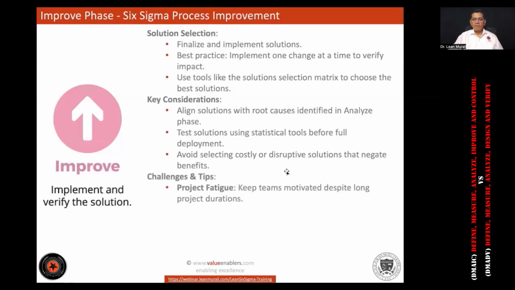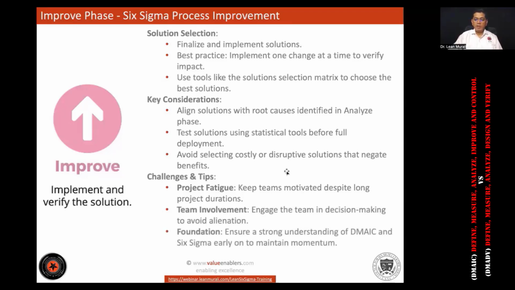The challenge that you might face is that some people feel project fatigue. So keep the teams motivated despite long project durations and involve the team. Involve the team in decision making. Don't alienate anybody. Don't discard anybody. Ensure a strong understanding of DMAIC and Six Sigma early on.